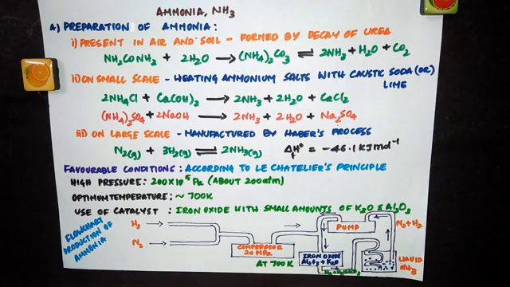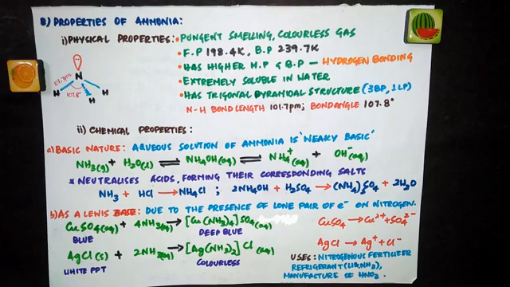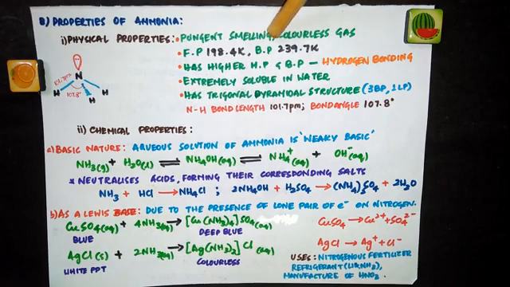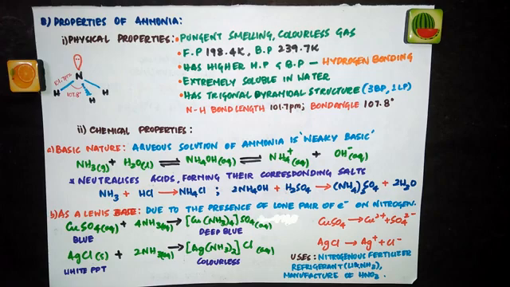Now we will move on to the properties of ammonia. So we will see the physical properties of ammonia. Ammonia is a colorless gas and it is pungent smelling. It will be a kind of suffocating smell. And the freezing point of ammonia is 198.4 Kelvin and the boiling point is 239.7 Kelvin. And you can see the boiling point seems to be higher. So ammonia has higher melting and boiling points.